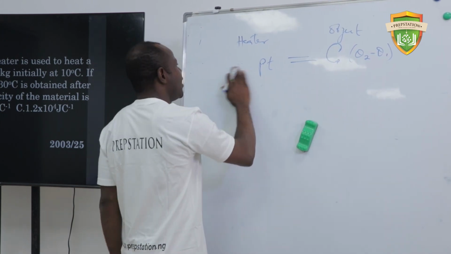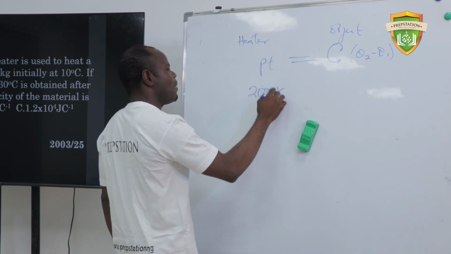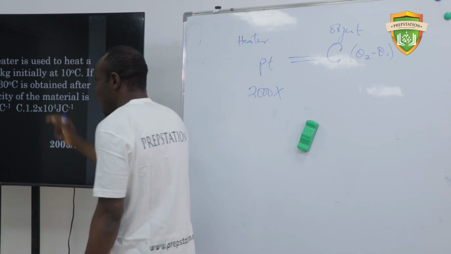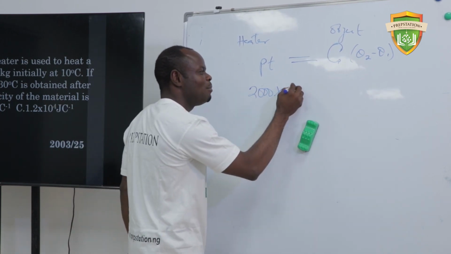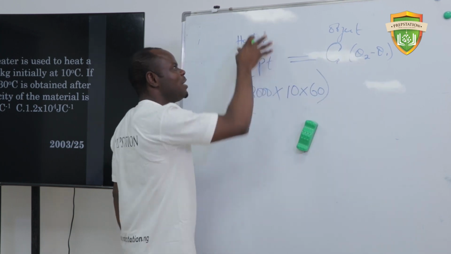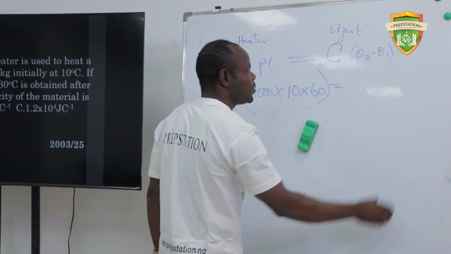So what's the power? Is given as what? 2000 watts. Multiplied by what's the time taking? 10 minutes. Standard unit for time is what? Seconds. So that means we are going to convert the minutes to seconds simply by multiplying it by what? 60. I'm done with the heat loss by the what? By the heater. Let's equate it to the heat gain.